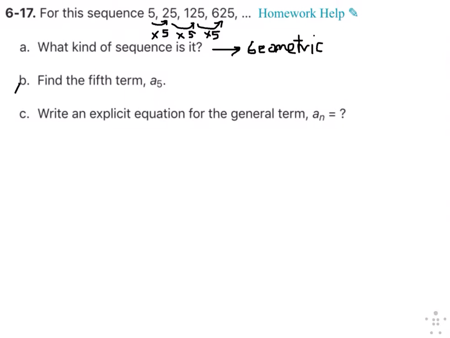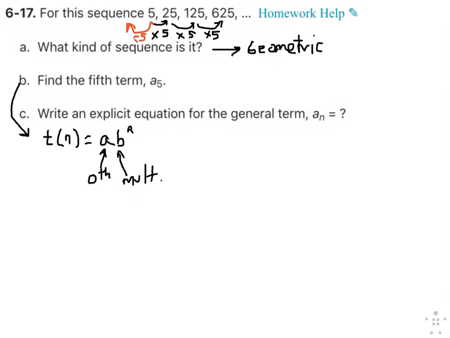So to do this, I'll do B down here. We want to find the actual equation of the sequence. The equation is written in the form T of n equals a b to the n, where a is the 0th term and b is the multiplier. We don't have the 0th term, but we can easily calculate it. We go backwards and divide by 5, because we multiplied to go the other way. So the 0th term is 1.